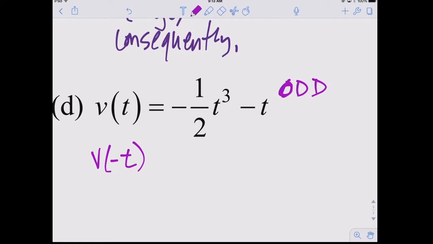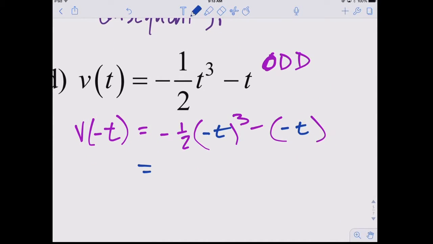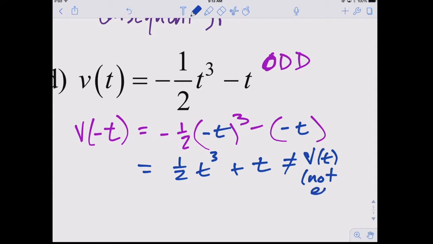This is kind of the formal argument. You replace t with negative t. So I'm going to have negative 1/2 blob cubed minus blob. I just put parentheses. And now I'm coming back and in place of the t, I'm putting negative t, negative t. And I will simplify. So negative t cubed is negative t cubed. And I can multiply the negative that I get there times the negative in front, which makes it positive 1/2 t cubed. And a negative times the negative here is a positive. Now notice that is not the same as what we started. That is not v of t, so it's not going to be even.